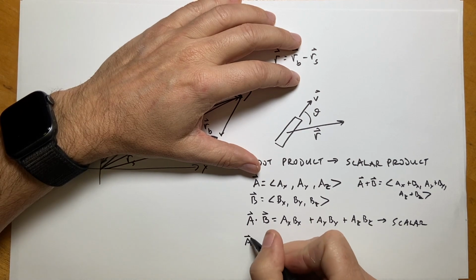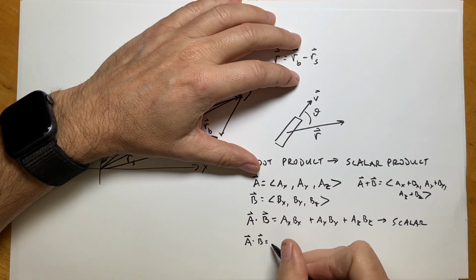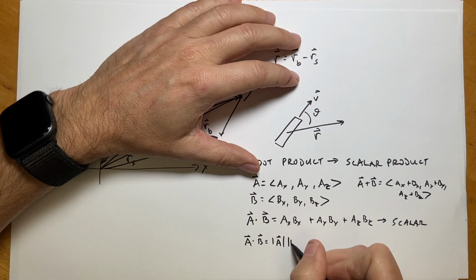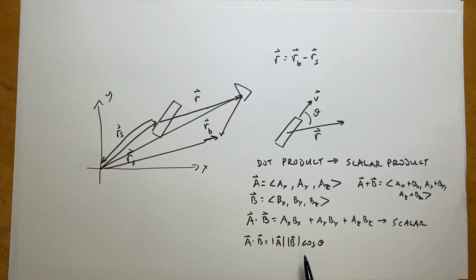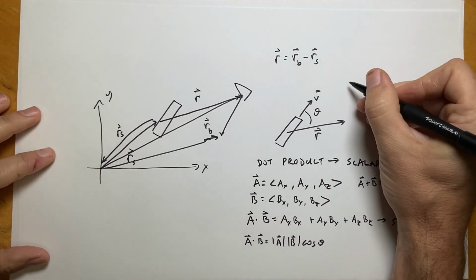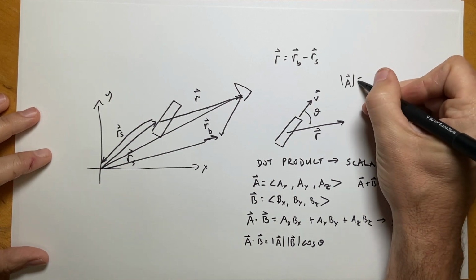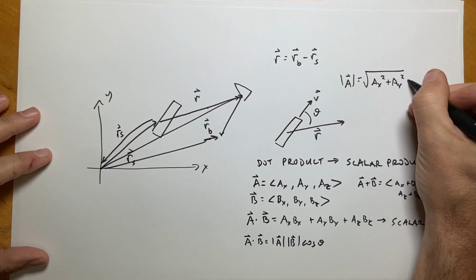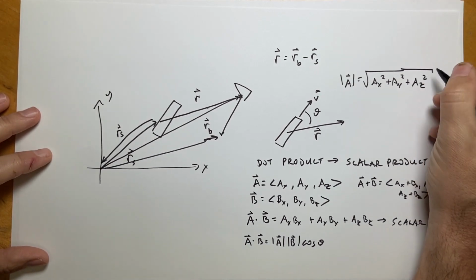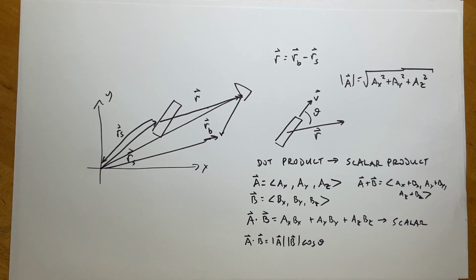I can say A dot B is equal to the magnitude of A times the magnitude of B times cosine of theta, where theta is the angle between those two. And this is a really useful way to do it. Now, what's a magnitude? Well, if I have that same vector A, then the magnitude of A is equal to the square root of AX squared plus AY squared plus AZ squared. So if you think about a vector as being the vector velocity, the magnitude would be how fast it's going, not the direction, just how fast total.